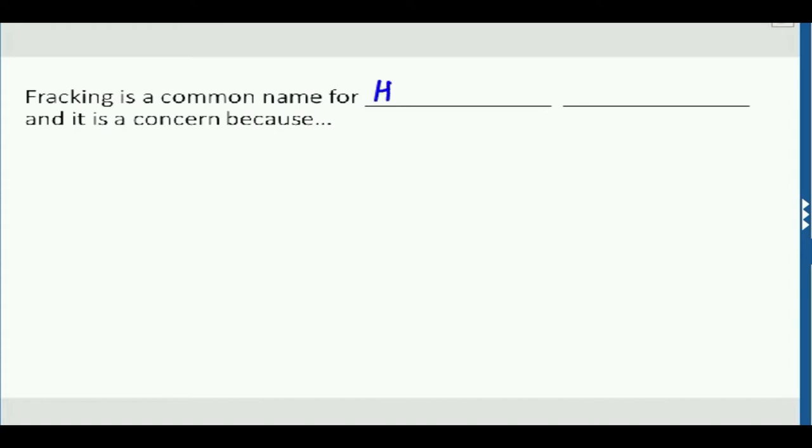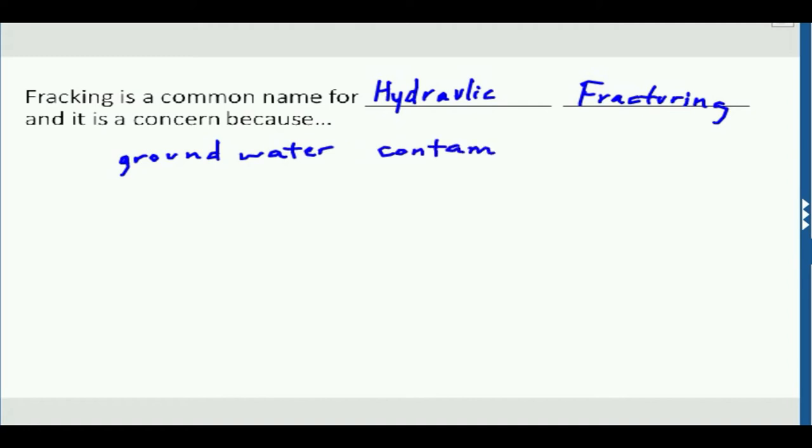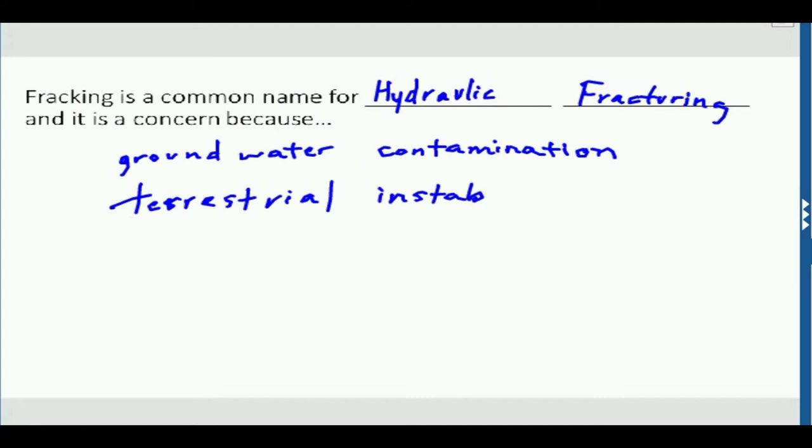So fracking is a name for hydraulic fracturing. This is a way they get natural gas. It causes groundwater contamination. Terrestrial instability. This is basically earthquakes. There's been a lot of earthquakes near fracking areas recently. And it releases methane, which is a very powerful greenhouse gas.